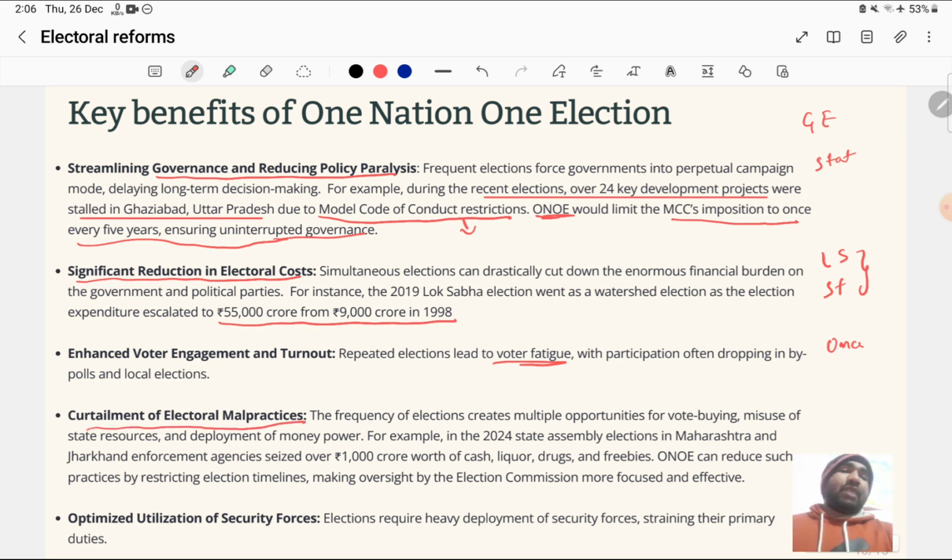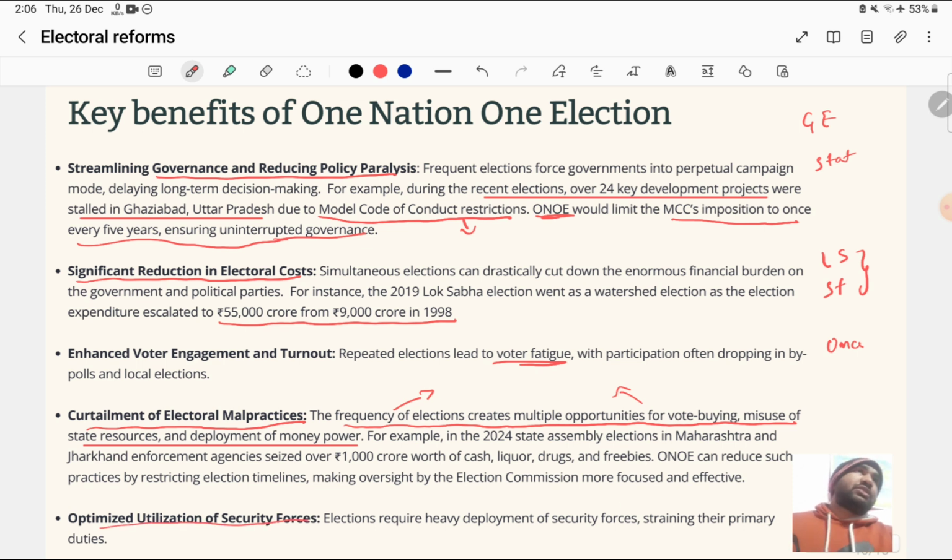Curtailment of electoral malpractices. If election frequency is higher, it will provide more opportunity for vote buying, misuse of state resources and deployment of money power. Thus, if the frequency of elections is reduced, it will lead to a reduction in such malpractice opportunities and curtailment of electoral malpractices.